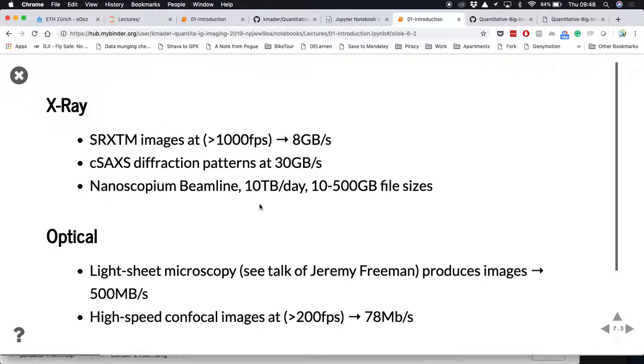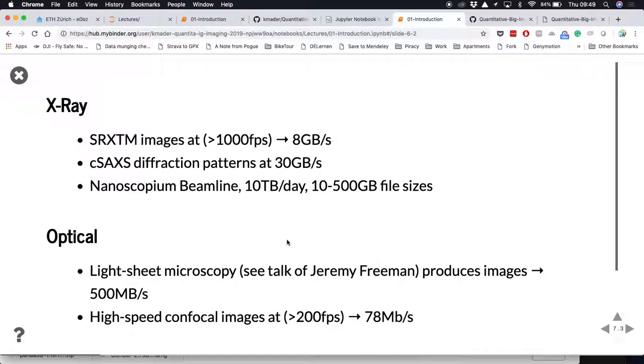So these are just a few examples from X-ray and optical. I think some of these might be a little bit out of date, but for diffraction patterns, they have a detector which can do 30 gigabytes a second. At other beamlines, the data rate isn't quite as high, but you still end up with very, very large data sets. If you do a day of measurement at the Nanoscopium beamline in France, you can end up with 10 terabytes of data. And so this is obviously a very unwieldy amount to analyze.